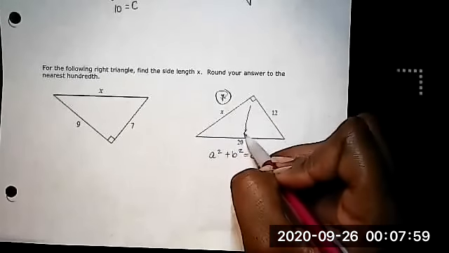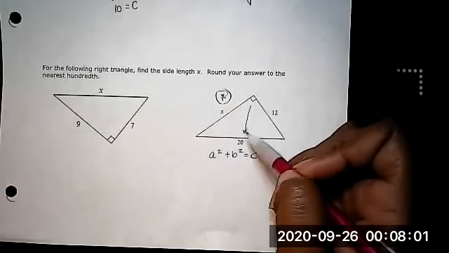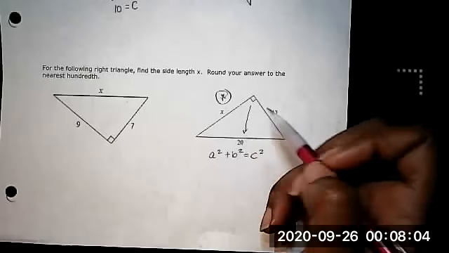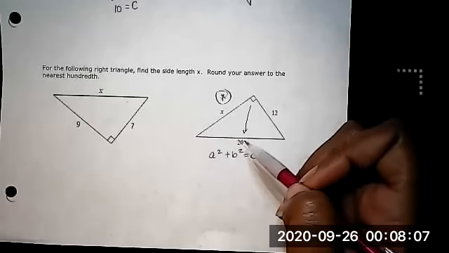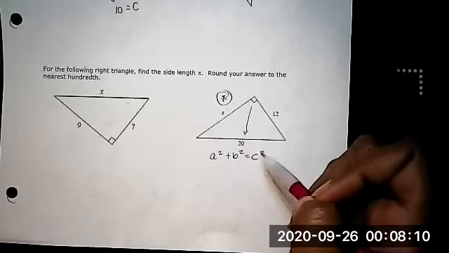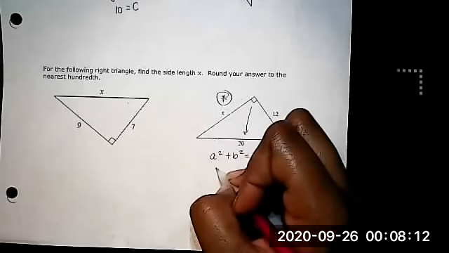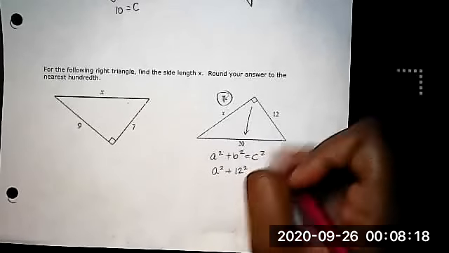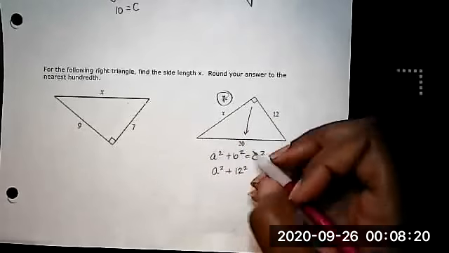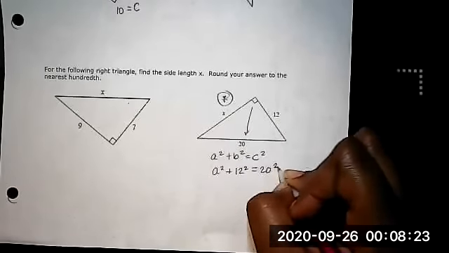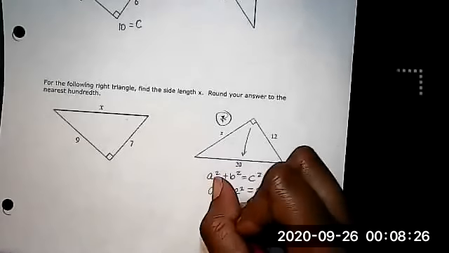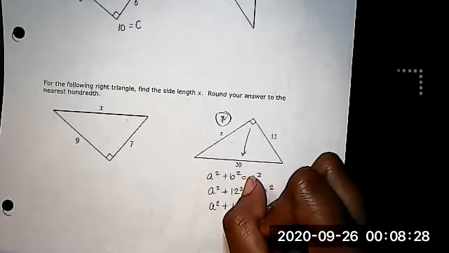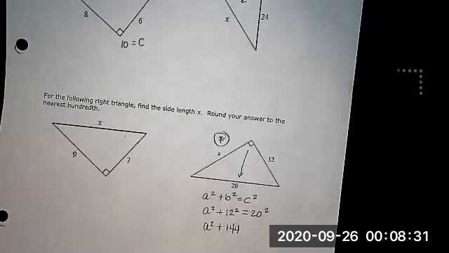Across from the right angle is the hypotenuse. The hypotenuse is always c. The a or b is interchangeable here. We don't care which one these are, but c has to be c. So for this particular one, we just don't know what a is, let's say, plus 12 squared. It doesn't matter whether this represents a or b, but the c has to be 20 squared. So we have a squared plus 144. 12 squared is 144, and 20 squared is 400.